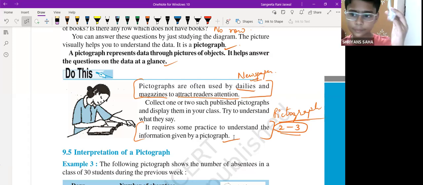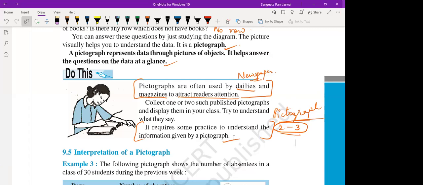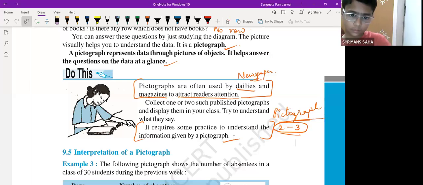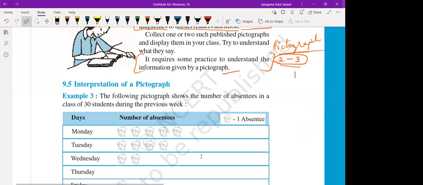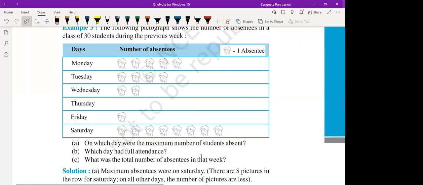Okay? Maximum of 2 or 3 pictographs. Otherwise, whatever you can. Okay. Now see interpretation of pictograph. Now what do we interpret from that? Interpret means what information do we grab from it?